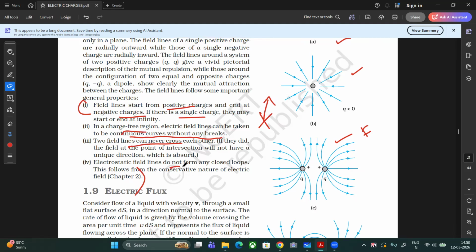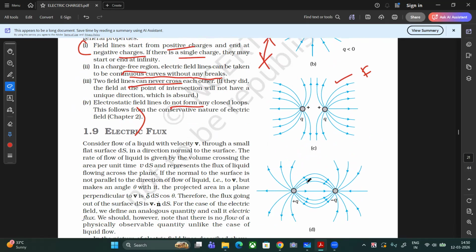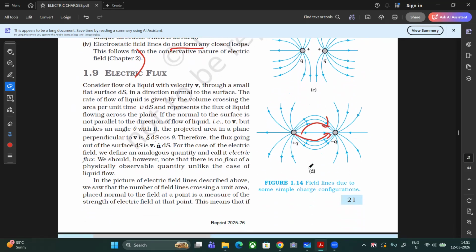Electric field lines do not form closed loops. In the case of a positive and negative charge also, they start at the positive and end at the negative. It is not a closed loop. In the magnetic field, however, the lines form closed loops. So these are the properties of electric field lines.